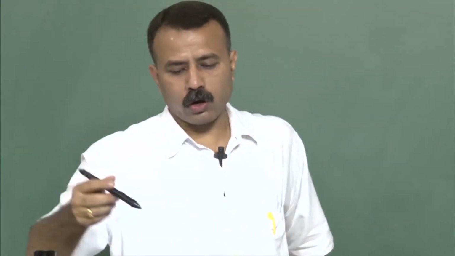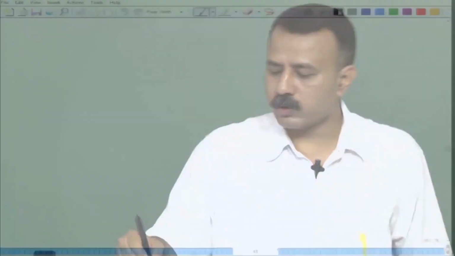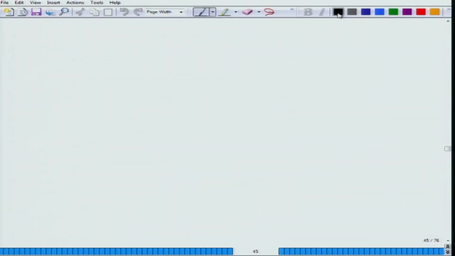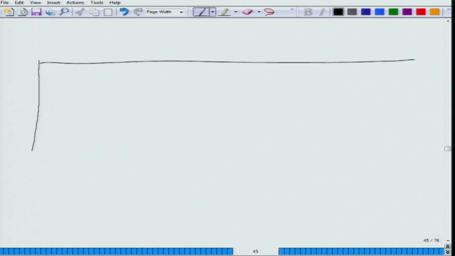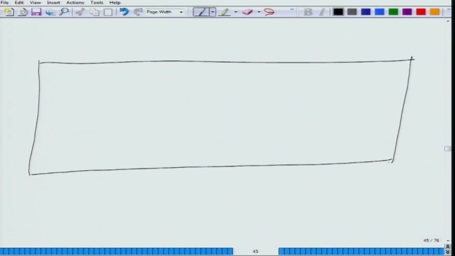So, if I have to draw this, the classification of it will look something like this. On a blood smear, if this is your glass and you are looking at a smear, you will see something like this, and then you will see something like this.